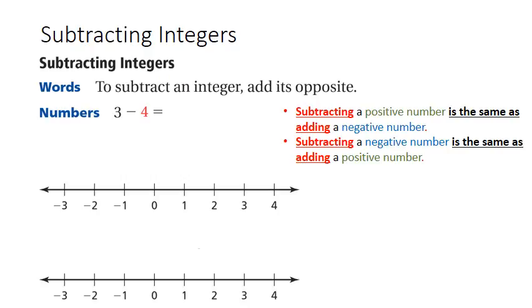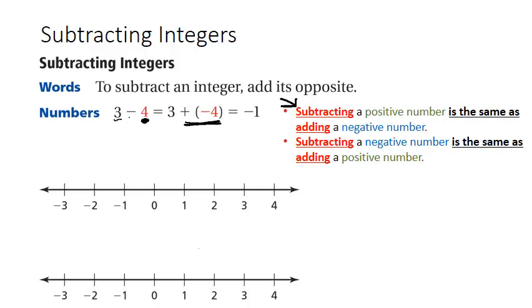So the process of subtracting integers is related to adding integers, because subtracting an integer is the same as adding the opposite. When we look at this, we see 3 minus 4, and that's the same as 3 plus negative 4. We can remember from yesterday, 3 plus negative 4 is equal to negative 1. So subtracting a positive number is the same as adding a negative number. Subtracting this positive 4 is the same as adding this negative 4 right here.